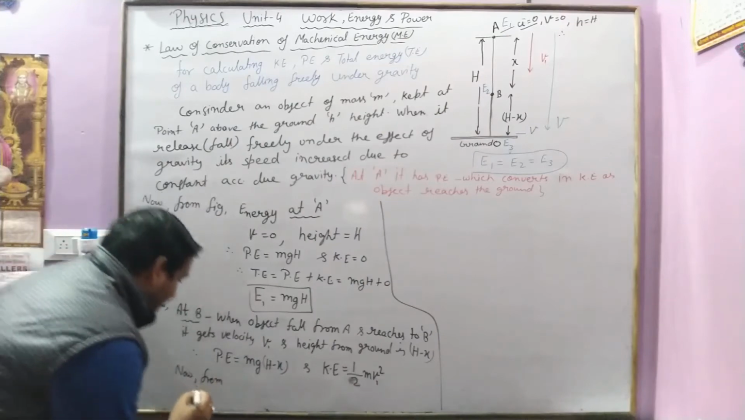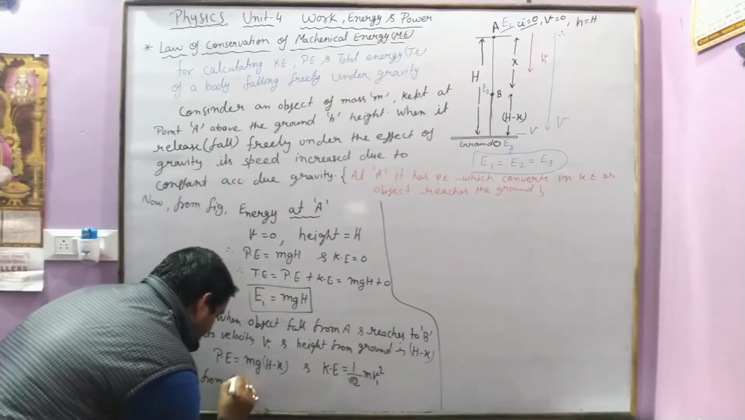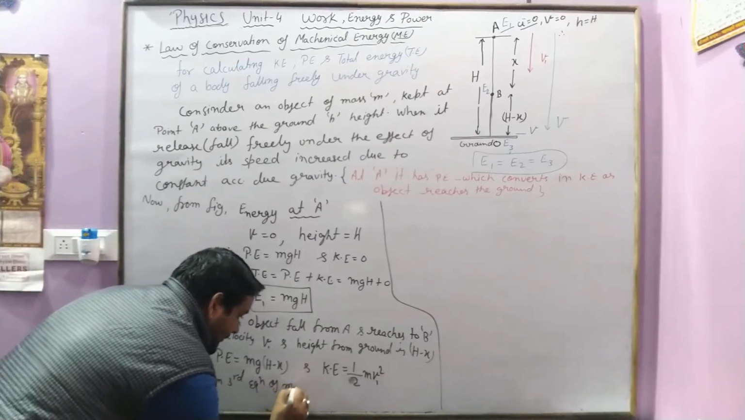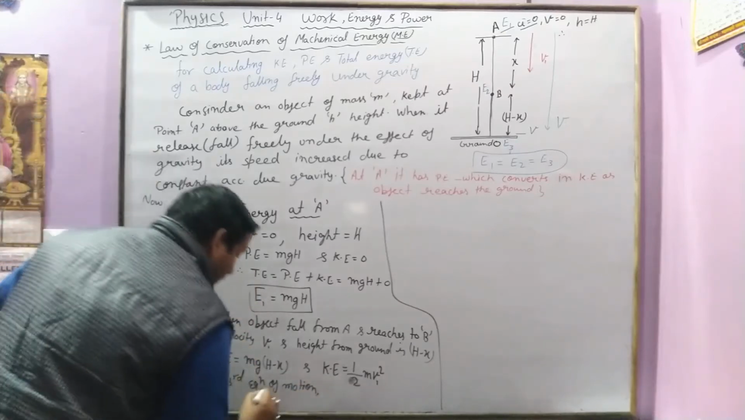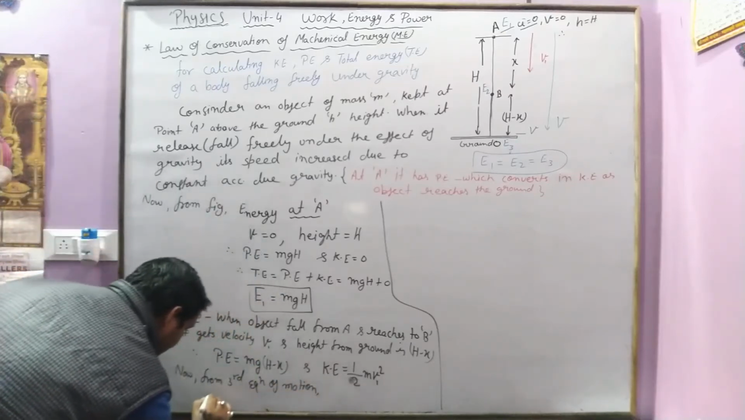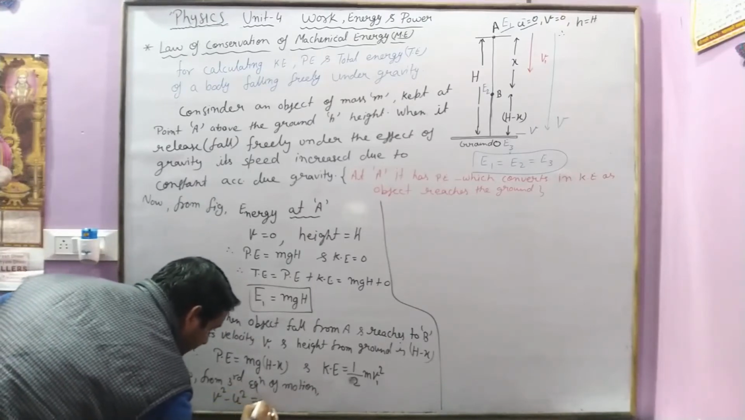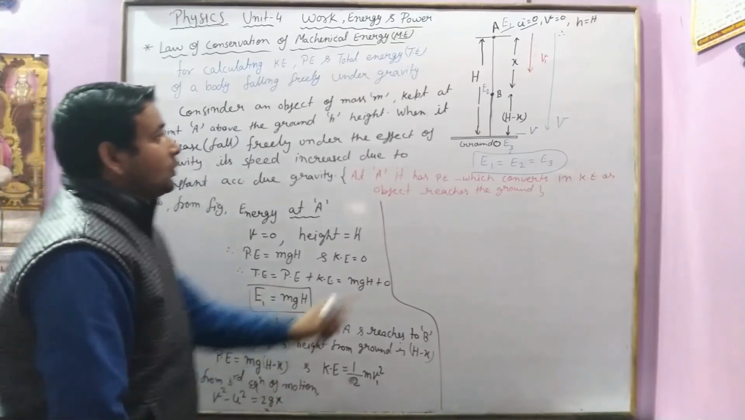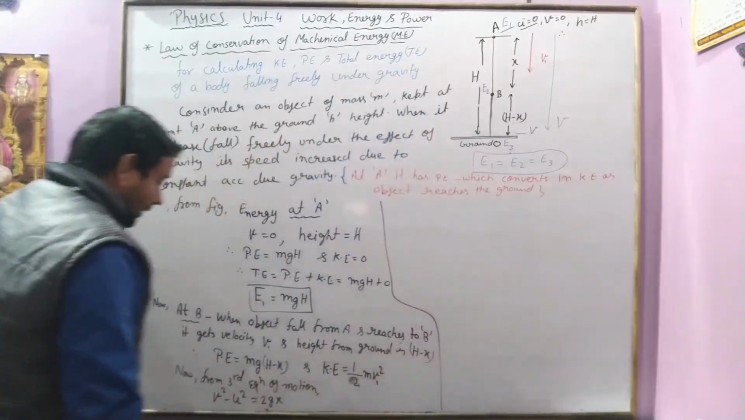Okay, now from the third equation of motion, v square minus u square equals 2gs. Here s is the distance traveled from A to B, which is x.